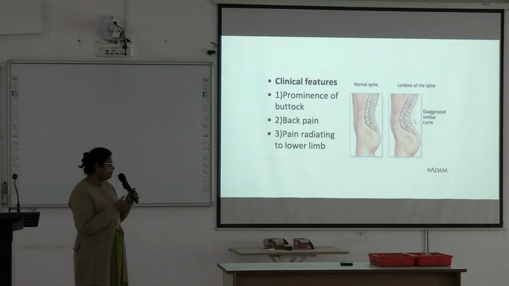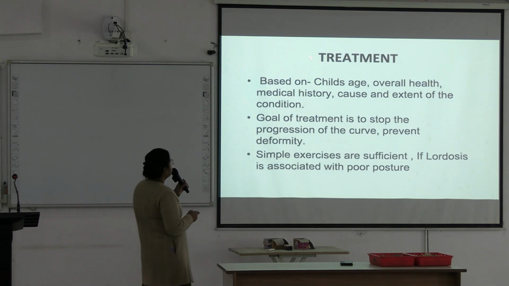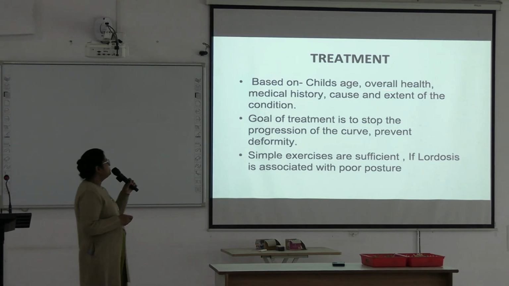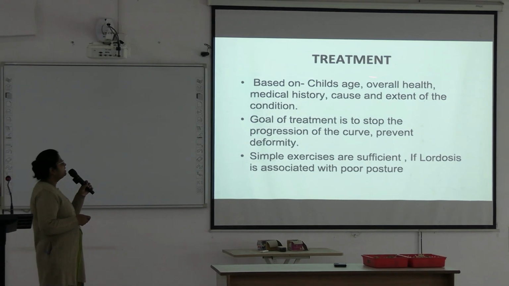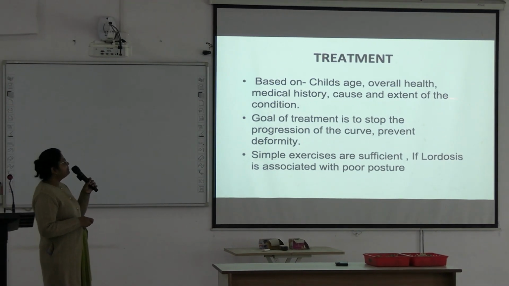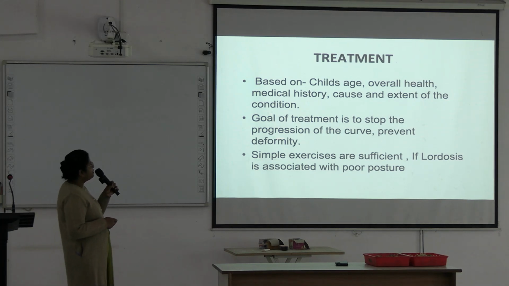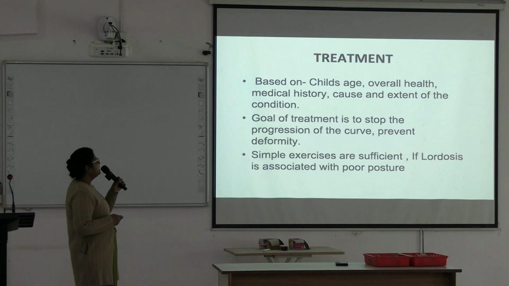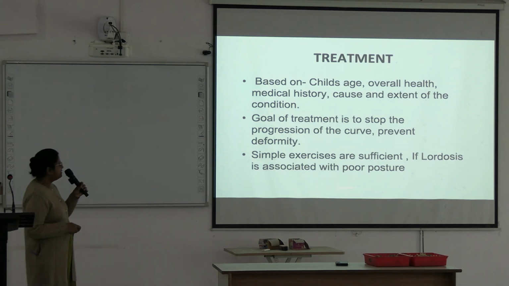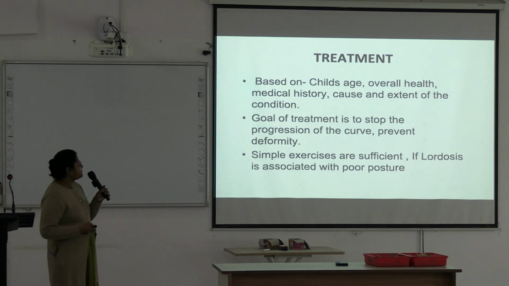Okay. Next, what is the treatment? Based on the child's age, overall health, medical history, cause and extent of the condition, the goal of the treatment is to stop the progression of the curve and prevent the deformity. Simple exercises are sufficient. And if lordosis is associated with poor posture, you have to do posture correction.